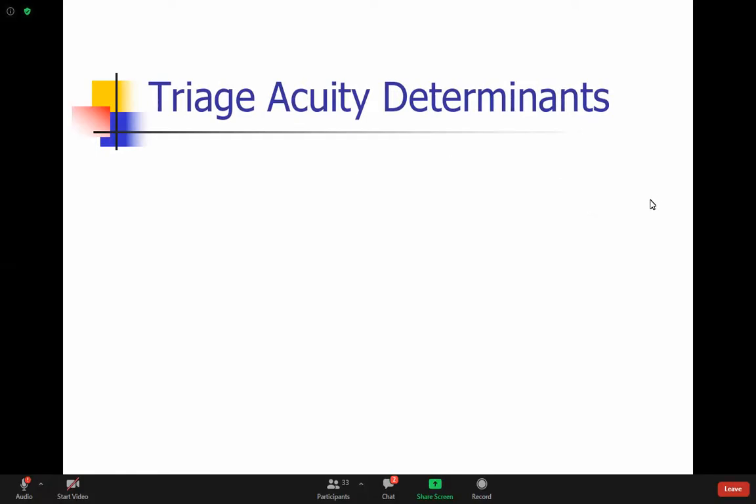Vital signs, excellent. So vital signs is one of the most important things to do in the triage. What else other than the vital signs? History, okay, excellent. So in the triage process, we don't take a full history, we take a brief history or just the chief complaint. Yes, the chief complaint is one of the important things.